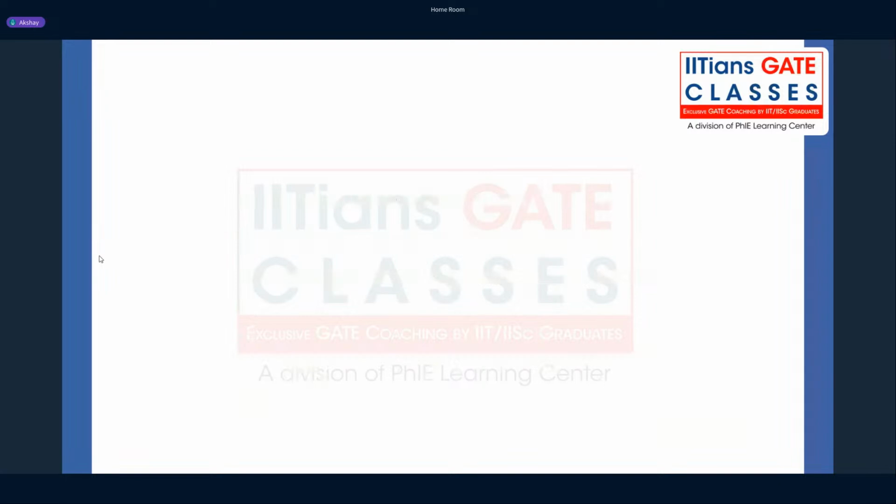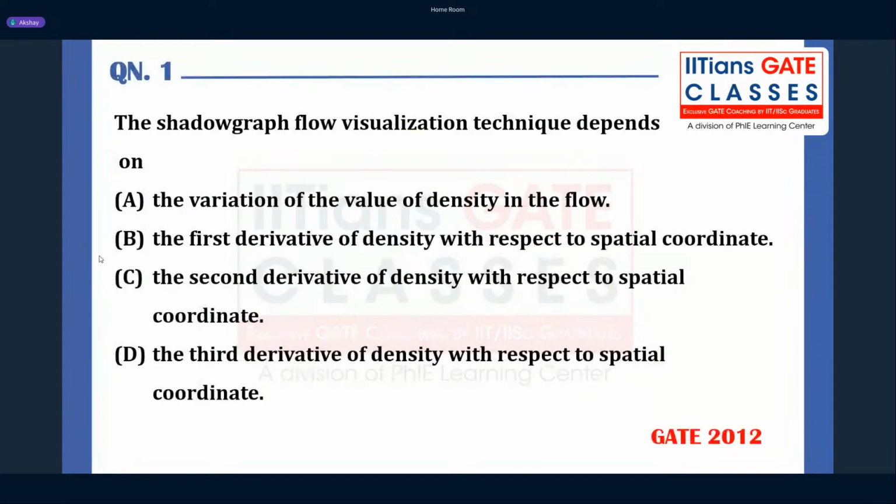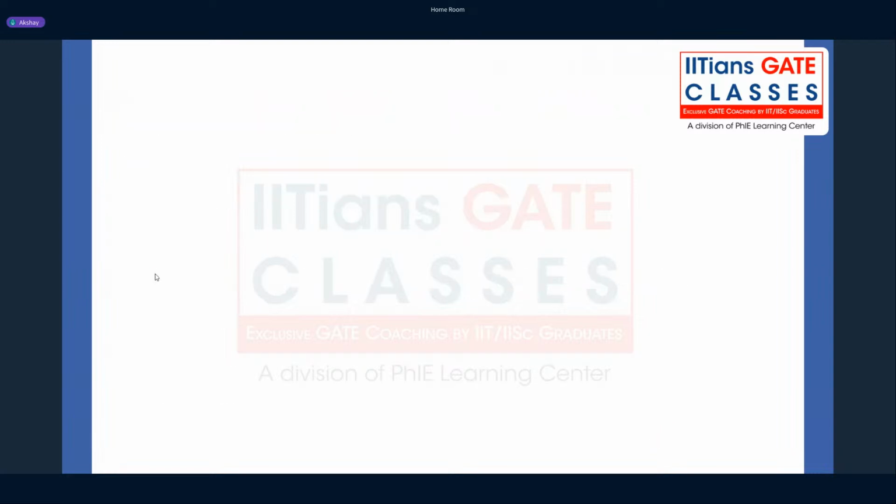So let us see one or two questions which were asked in previous year GATE. One question is, the shadowgraph flow visualization technique depends on. So can anybody give me the correct answer? Option C is correct, right? It depends on the second derivative of the density with respect to spatial coordinates. Correct. We have already seen.